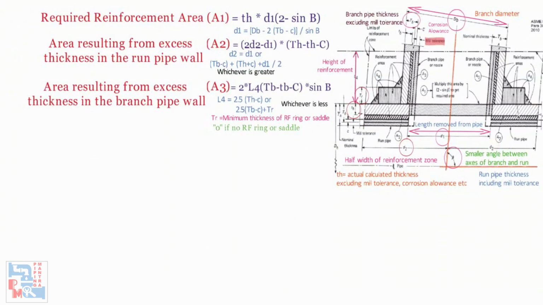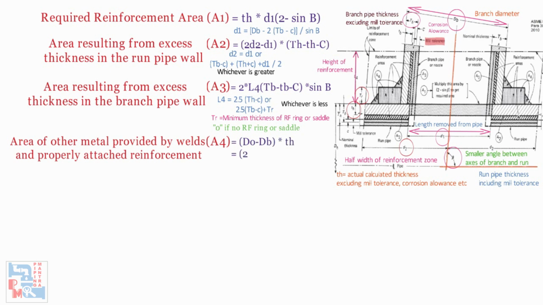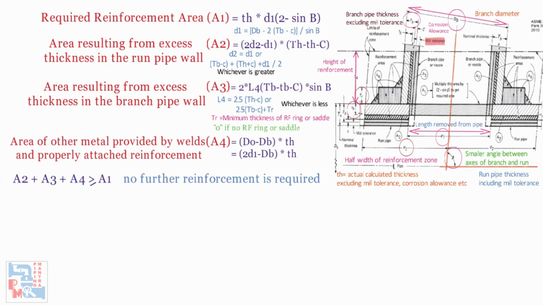Now let's go to A4. Area of other metal provided by welds and properly attached reinforcement, A4. A4 is calculated as 2d1 minus dB into TH. Finally, if A2 plus A3 plus A4 is greater than or equal to A1, then no further reinforcement is required.